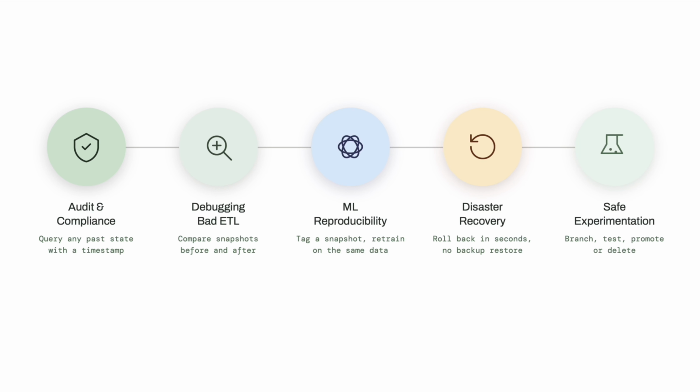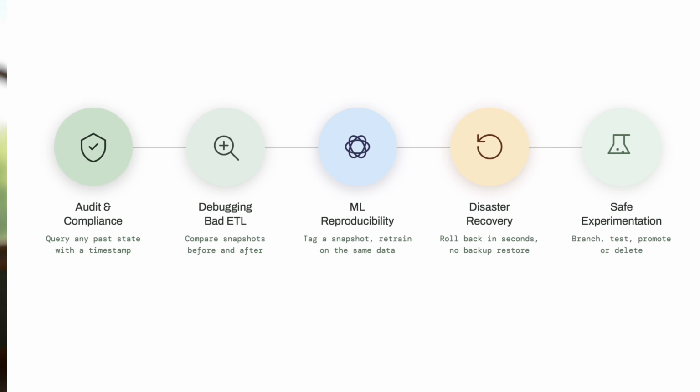And the fifth is safe experimentation. Instead of running new ETL logic on the production table and hoping for the best, you create a branch. Test there, promote if it works, delete if it does not. The original data is never touched. All 5 of these come from the same underlying mechanism, snapshots, which brings us to the architecture.